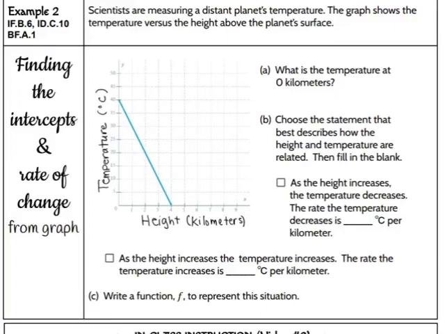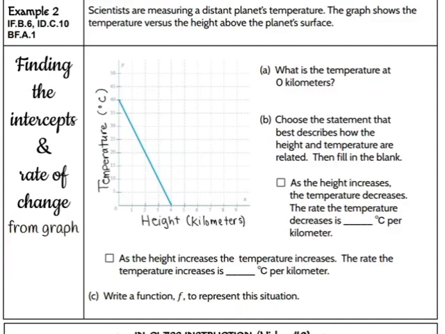This example is finding the intercepts and rate of change from a graph using an actual real-world example. Scientists are measuring a distant planet's temperature. The graph shows the temperature versus the height above the planet's surface.